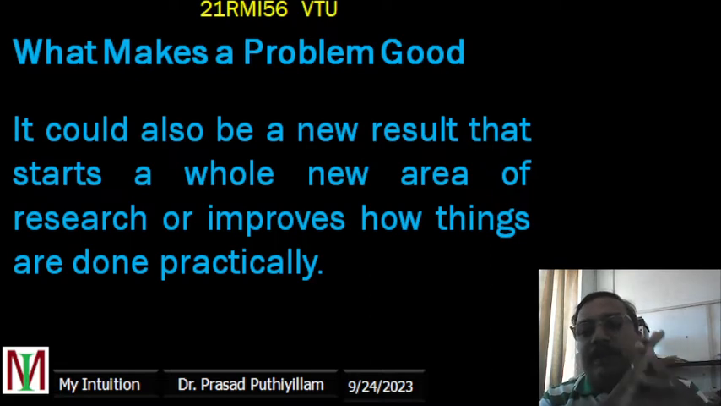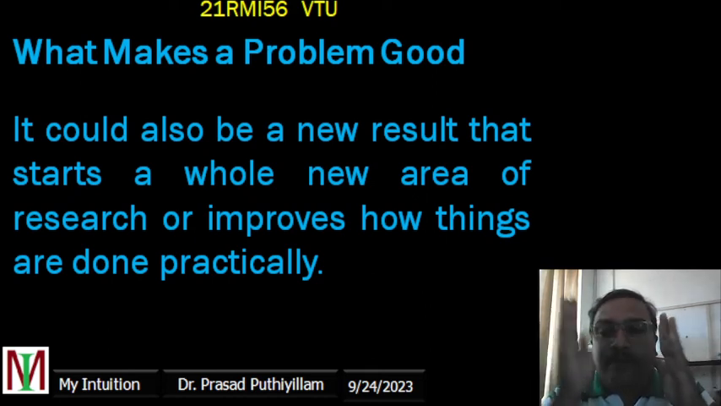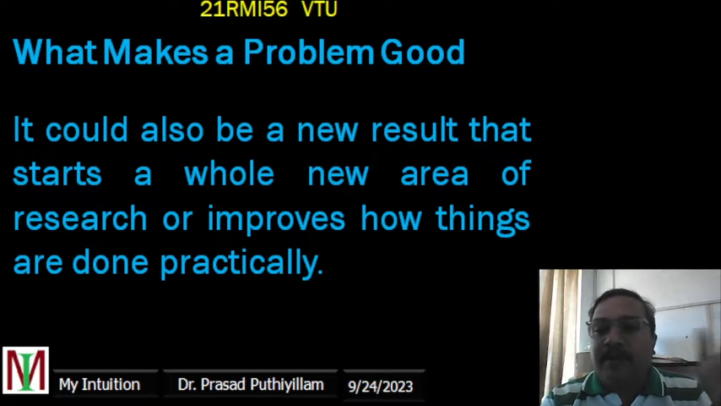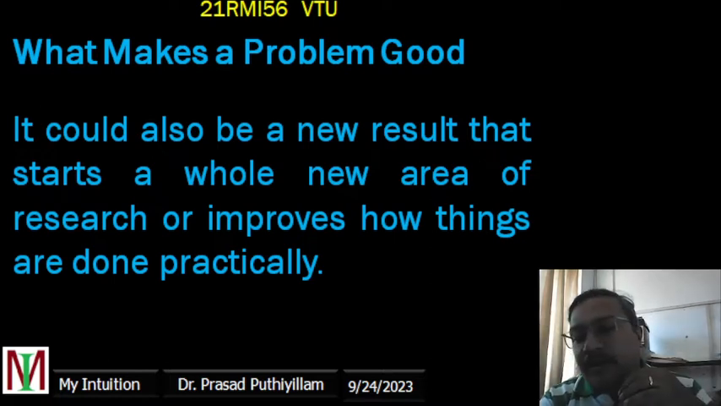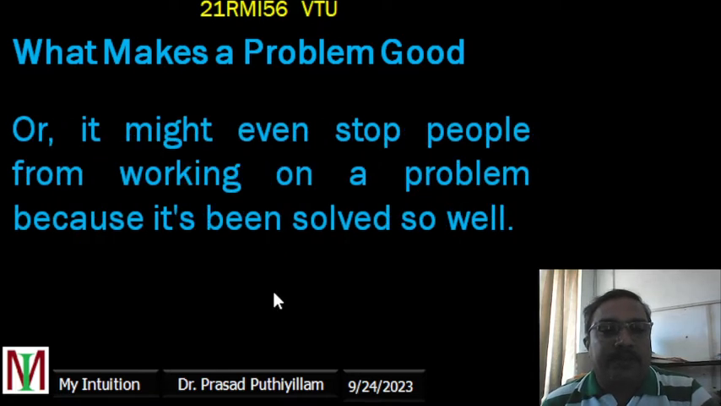A good problem will also lead to practical improvements, finding a more efficient way. For example, making a new water purifier. Developing countries need a better purifier, because in a developing country a lot of pollution will be there. Water pollution will be one of the major issues they face, therefore they need a new water purifier. So that is a very good research problem for that particular place where they are. Okay, or it might even stop people from working on a problem because it has been solved so well.